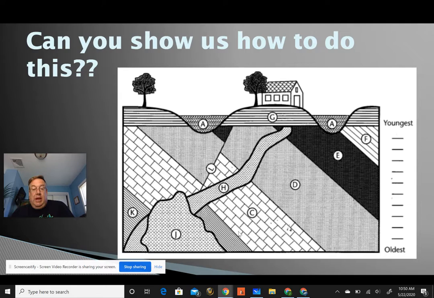then intrusion J, then rock layer G. Then we're going to go with this unconformity that goes from the surface here underneath that A by that house and underneath this A. Okay, and then finally rock layer A is being deposited in those two dips in the ground. Okay, so hopefully you were able to do that.